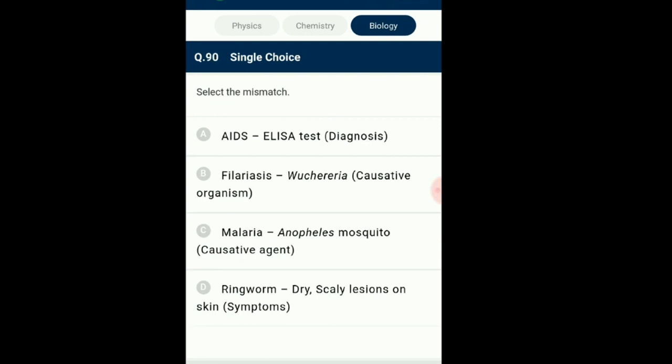Question number 90 is the last question. Select the mismatched one. ELISA, generally called enzyme-linked immunosorbent assay, is a preliminary test for AIDS, while Western blot is a confirmatory test. Wuchereria is the causative organism of filariasis or elephantiasis. Ringworm is a fungal infection commonly caused by fungal genera Microsporum, Trichophyton, and Epidermophyton. So the answer for this question is option C. Malaria is caused by the female Anopheles mosquito. So that is the mismatched one.